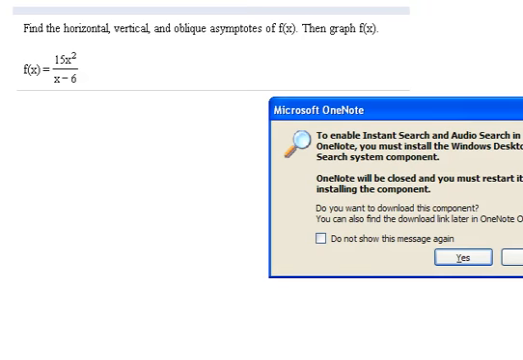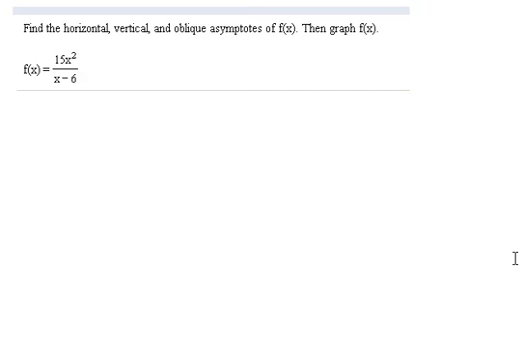Okay, so we're looking at this problem, and it asks us to find the horizontal, vertical, and oblique asymptotes. So you just want to do some remembering here. Horizontal asymptotes can occur only if the degree of the denominator is greater than the degree of the numerator, or if the degrees are equal. Well, neither of that happens, so we have no horizontal asymptote here.